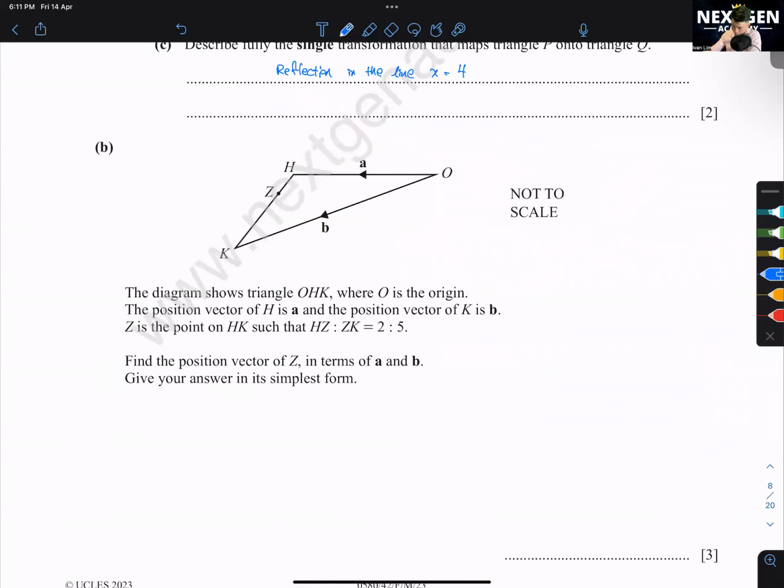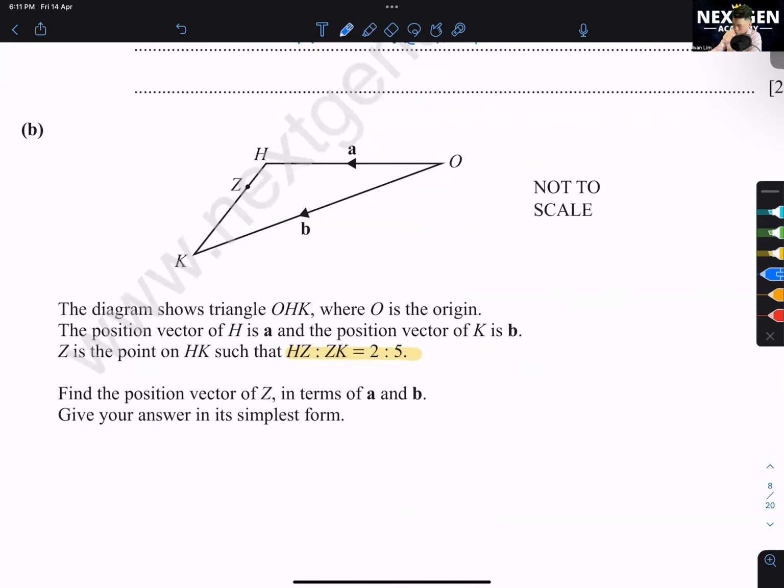Question B. The diagram shows triangle OHK where O is the origin. The position vector of H is a and the position vector of K is b. They give us here HZ to ZK is 2 to 5. Whatever ratio that they give you, I like to just put it over here first, in a circle, to signify that this is the ratio, not the vector itself. They want us to find the position vector of Z. Position vector means what? OZ. Give your answer in its simplest form.